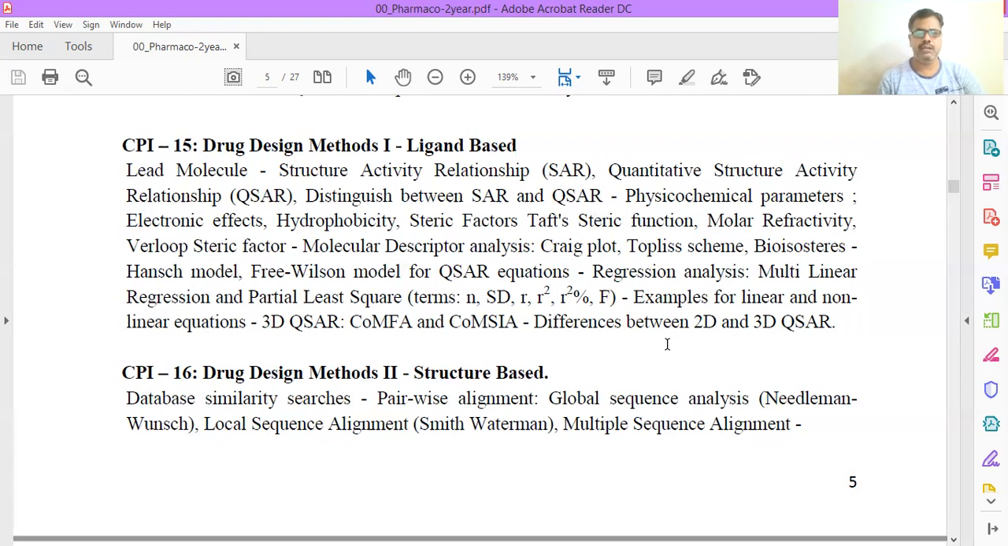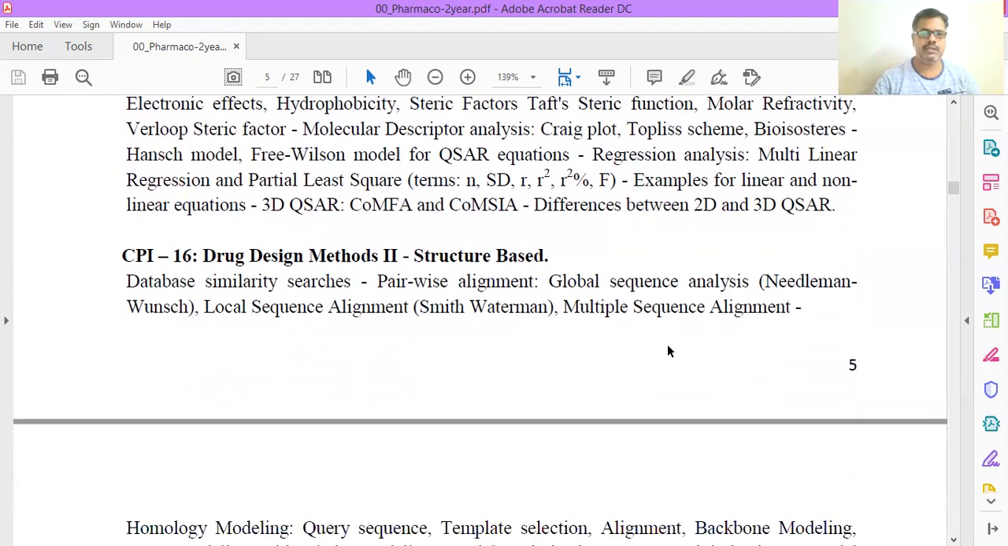If you get the 3D properties of the molecules, meaning receptor and binding cavity positions, then it is called a 3D QSAR. So till 6D QSAR exists now, but in our syllabus we have to conclude with the 3D QSAR methods. Under 3D QSAR, CoMFA and CoMSIA are there. So what is the difference between 2D and 3D QSARs?